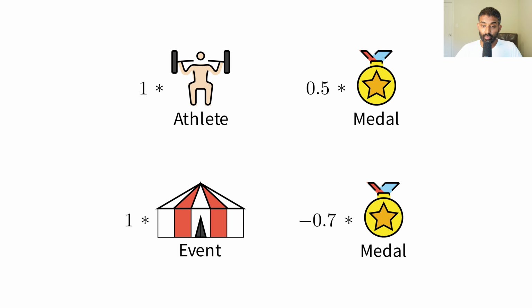And intuitively, what this means is that for every athlete we enter into the Olympics, we expect to win 0.5 medals. But for every event our country enters into, we expect to lose medals, which doesn't make intuitive sense, right? So if your country enters more events, you would expect to actually win more medals because your country has more chances to win medals the more events it enters into.